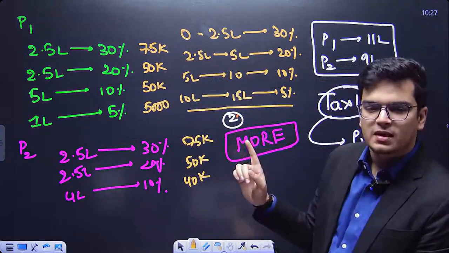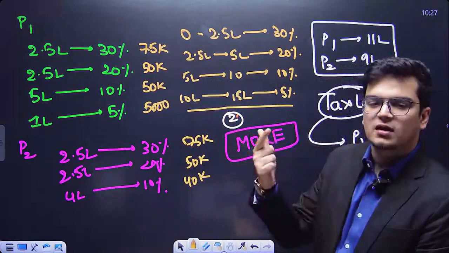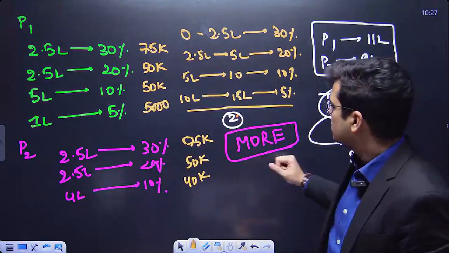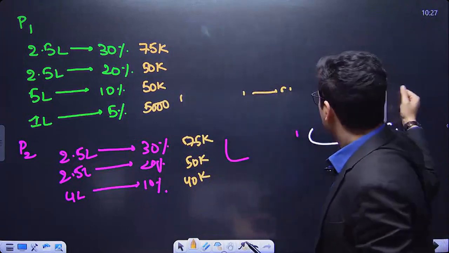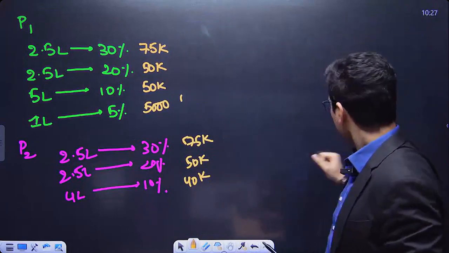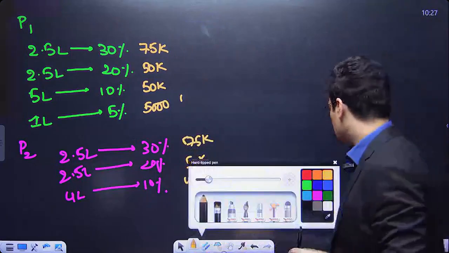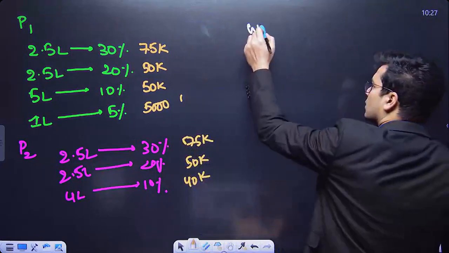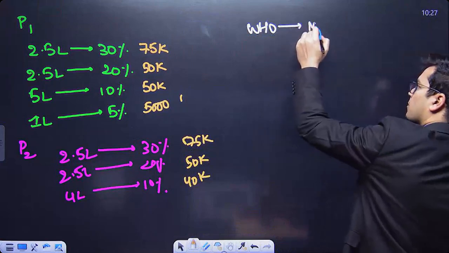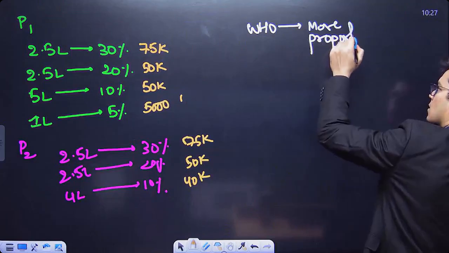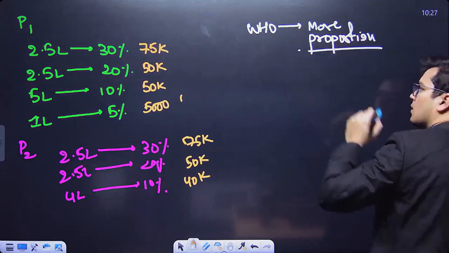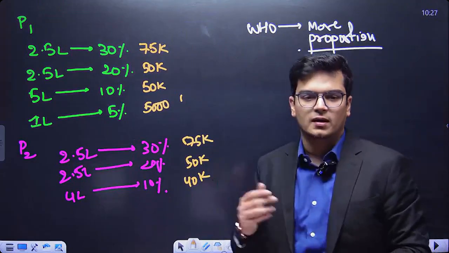Who is paying more proportion of their income as tax? अब नेक्स्ट क्वेश्चन मेरा क्या है? अब ये हमने टैक्स लायबिलिटी कैलकुलेट कर ली. Even in this system, person 1 is paying more. Question is, who is paying more proportion of their income as tax? ज्यादा proportion कौन पे कर रहा है टैक्स का?